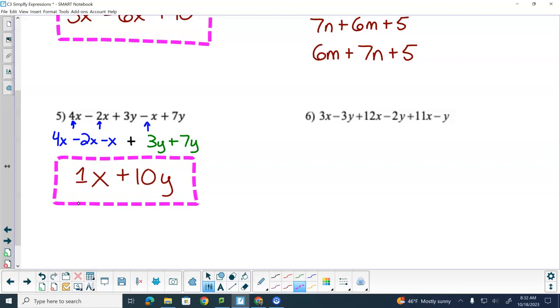Okay. All right. Number 6. Like terms with x. Do we have any? We got a 3x. We got a 12x. And we've got an 11x. Okay. Like terms with negative 3y. What kind of y? Negative 2y. And what? Negative 1. Yep.